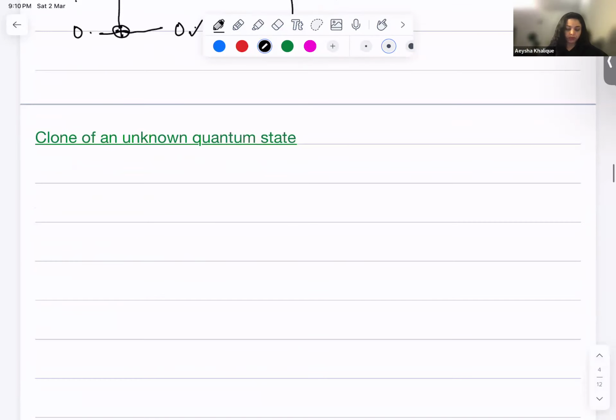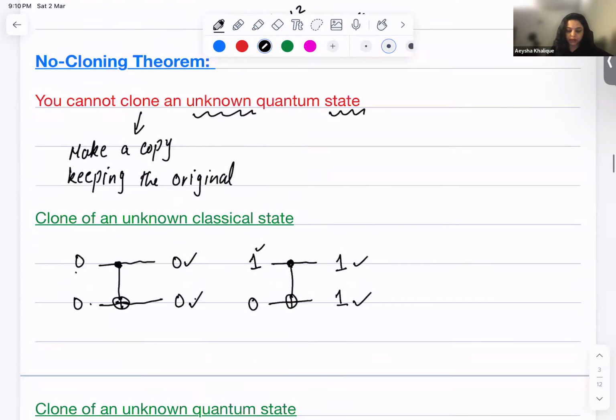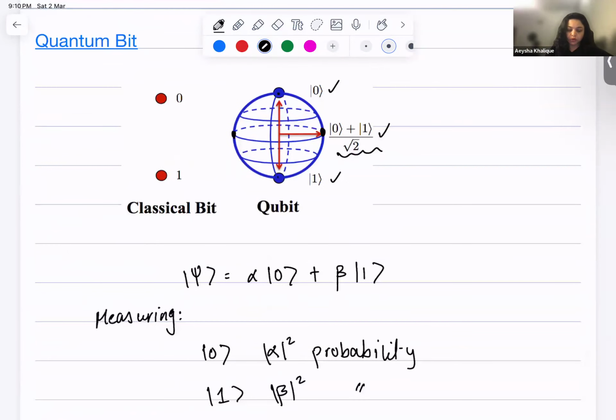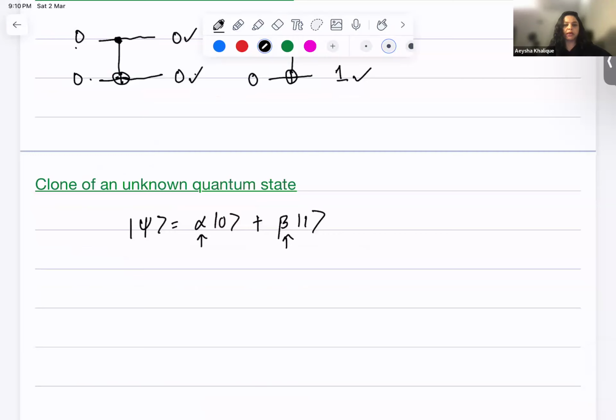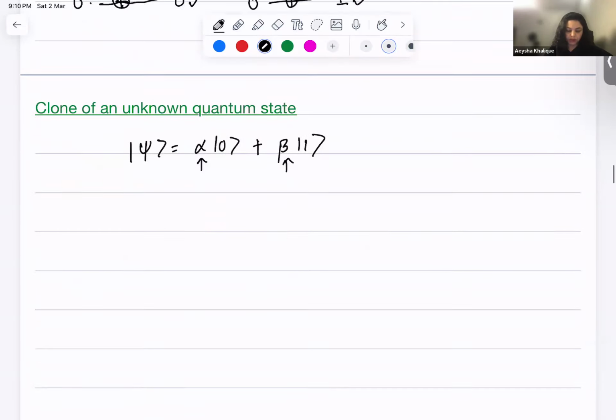Now, what do we mean by a clone? What are the problems if we try to clone an unknown quantum state? As I said, a quantum state can be anything like psi equals alpha 0 plus beta 1. And being unknown means that we do not know what alpha and beta are, right? So it can be any point on this Bloch sphere. So we do not know what it is. Of course, there are some fixed values. It's a fixed quantum bit, but we do not know what the values are.